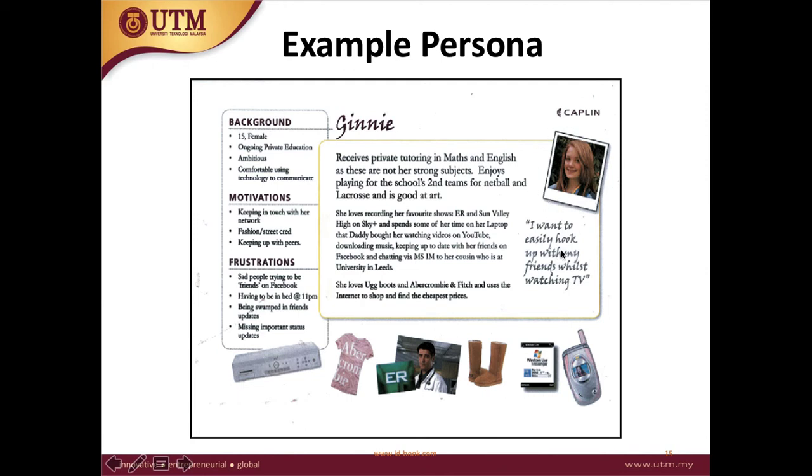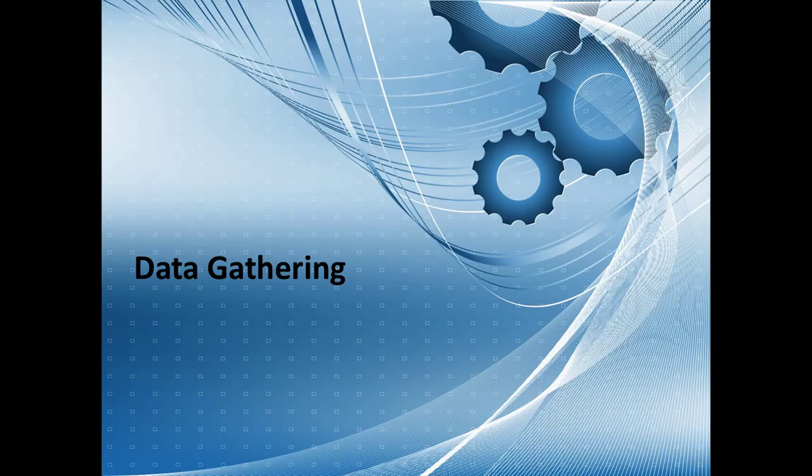I want to easily hook up with my friend while watching television. So this is the behavior, slightly a little bit of behavior. What I mean is the characteristic of Ginny, and the background here, motivation and frustration. From here, you're going to design the system. What Ginny likes, the requirements of Ginny.